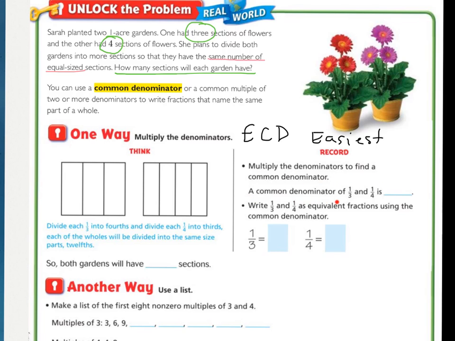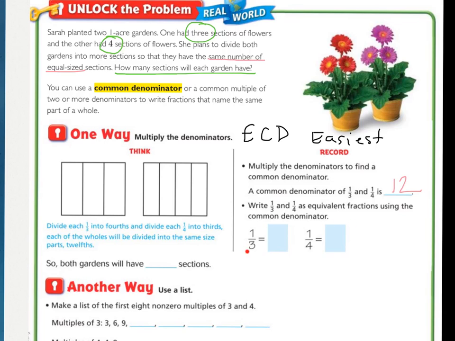So a common denominator of 1/3 and 1/4. Well, the denominators are 3 and 4. You multiply those together and you get the common denominator of 12. So then we need to write 1/3 and 1/4 as equivalent fractions, meaning they have the same value. They're just using different numbers, using the common denominator.